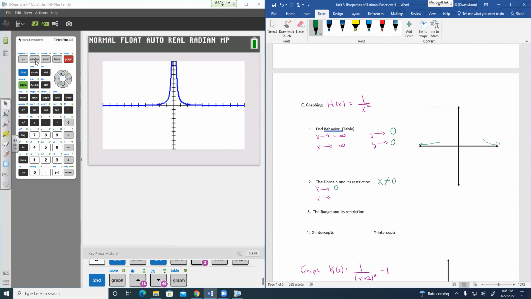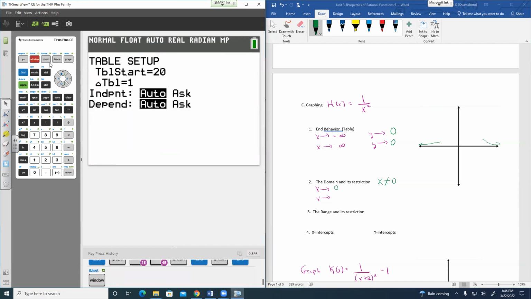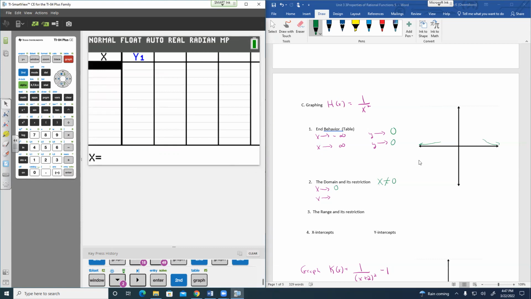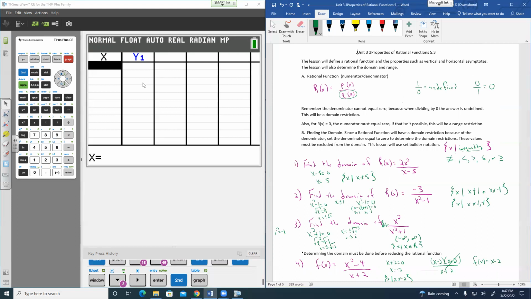I may have to change my table. If I change my settings in my table, let's change the independent variable back to ask. So if I go back to my table, as I approach 0 from the left side, let's say I choose 0.1.